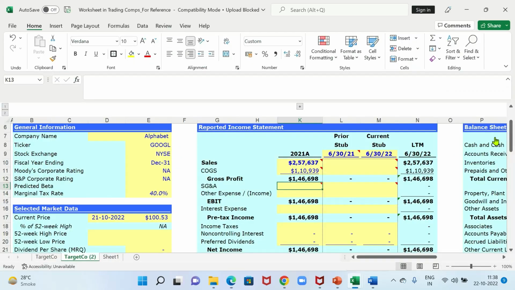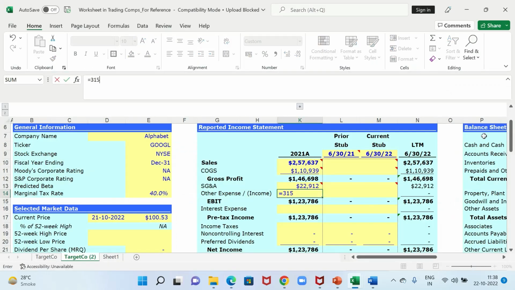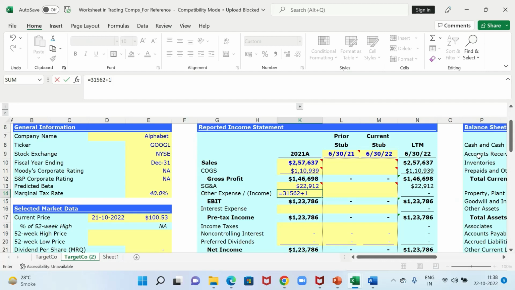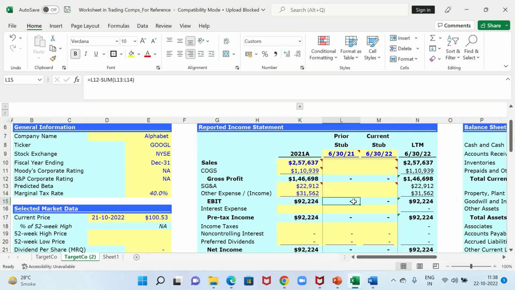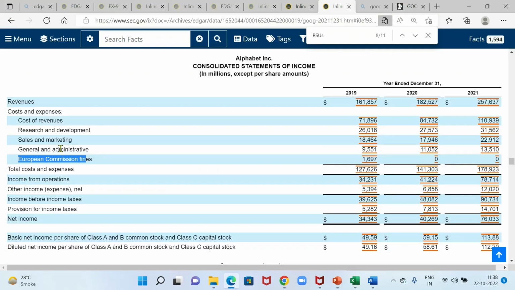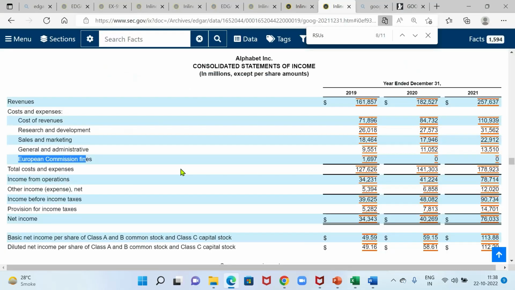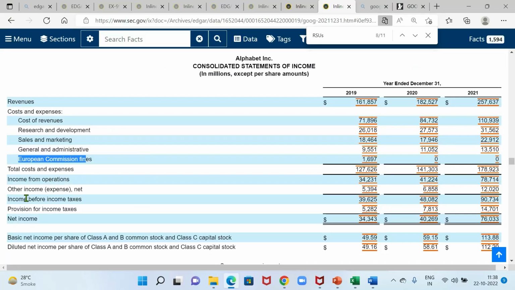SG&A 22912. The rest will come in R&D 31562, 13510. No. 31562. Sales, marketing and G&A will also come within SG&A, so 13510 will be a part of this. This is my EBIT 78714. It matches perfectly. Good. Interest expense.